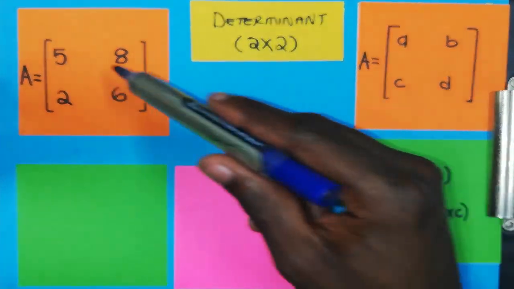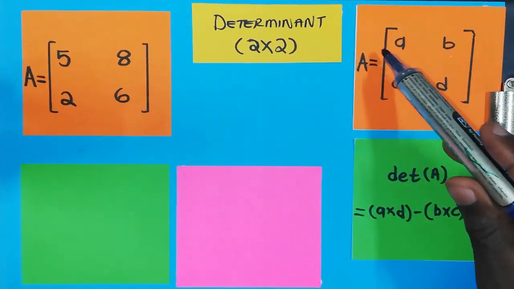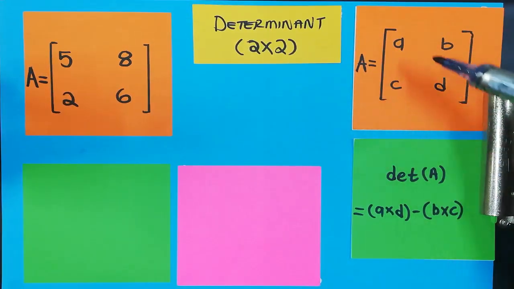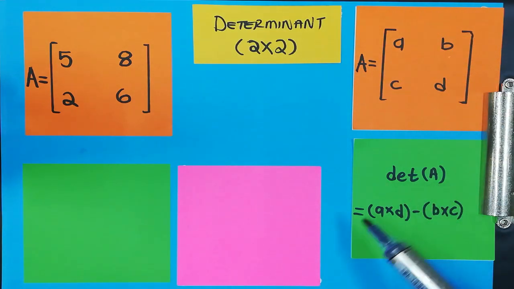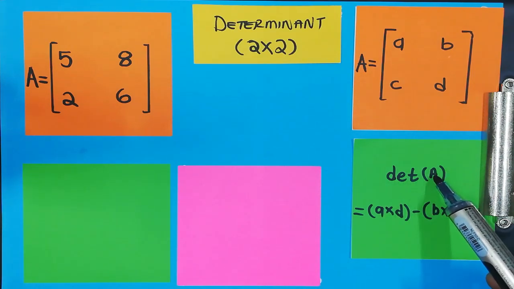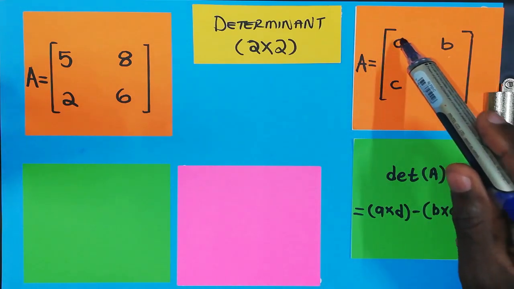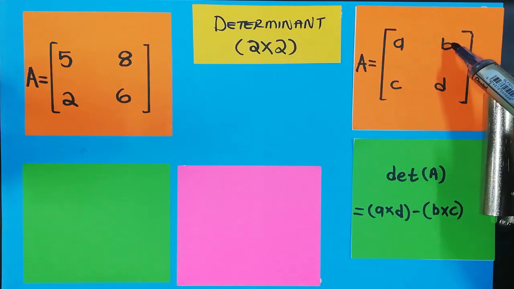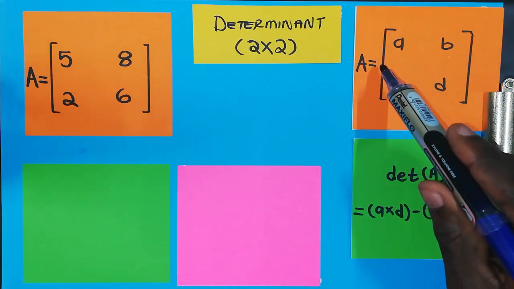Before we proceed, I just want to take you through this part first. Suppose that we have matrix A, and these are the elements of the matrix. The determinant of matrix A is denoted by this form. What you do is multiply A and D, and subtract the product of B and C, then you get the answer for matrix A.